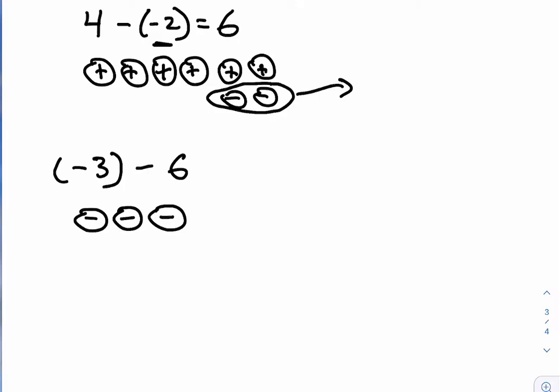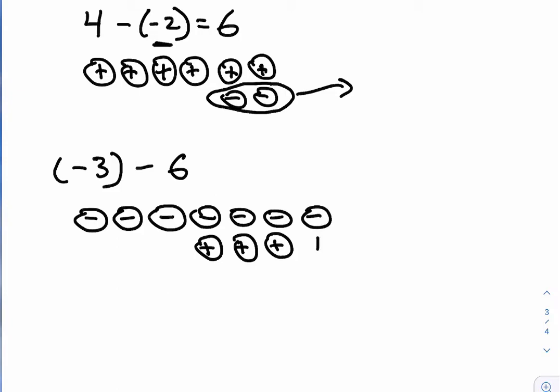I do not. So then my next step is to bring in enough zero pairs until I have 6 positive chips in my grouping here. So I'm going to bring in 6 zero pairs because that will give me 6 positive chips. Again, a reminder, always bring these in as pairs or you're changing the value of what's showing. So currently still, even though there's all those chips there, I still only have a value of negative 3.